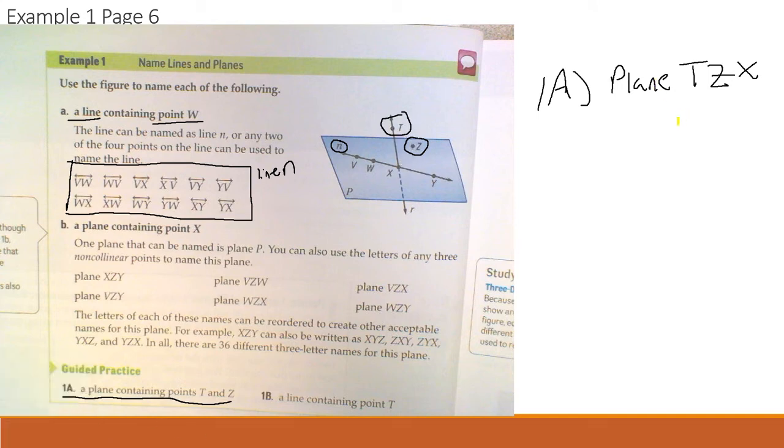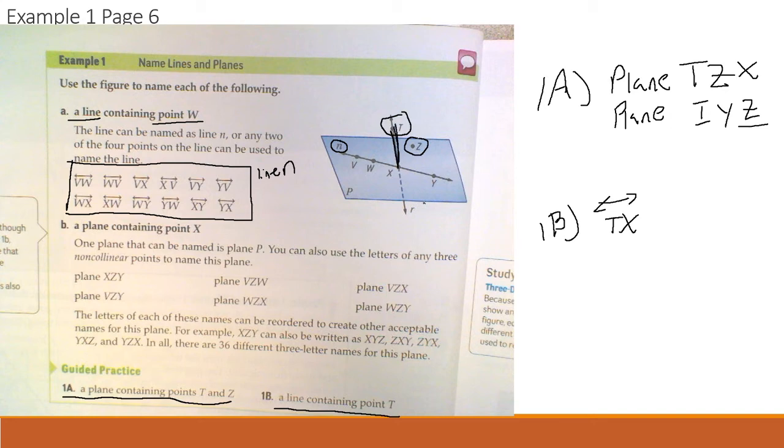Another plane I could say would be plane T, Y, Z, because still I have T and Z, therefore it's a plane because it has 3 points, and it still contains T and Z in it. So basically any plane you want, as long as T and Z are involved in the naming of it, we're good. What about a line containing point T? Well, a line that contains point T, you could say, any line that has T in the naming of it, so like line TX, this right here, TX, that'd be a line that contains T.